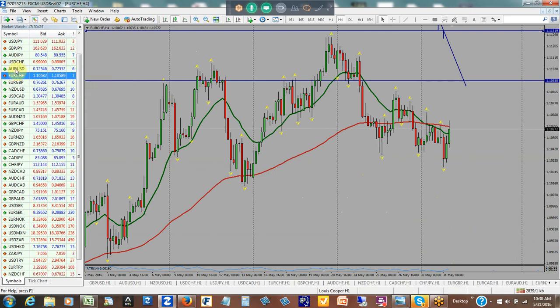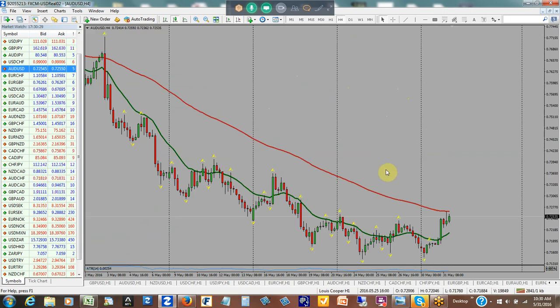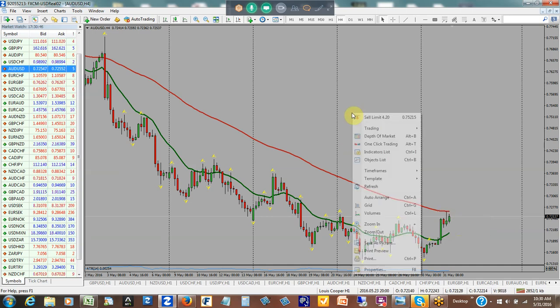Let me go back to this Aussie dollar again. You were talking about this convergence in here. You're not trading this time of day. This is Asia, is what I'm assuming. These are the four candles that you're trading right in here. And the other thing I wanted to show you too, why I do this.